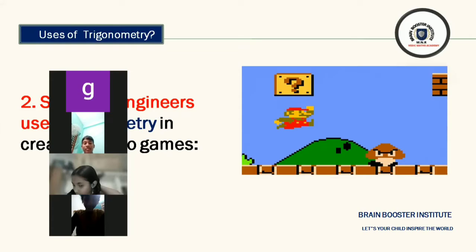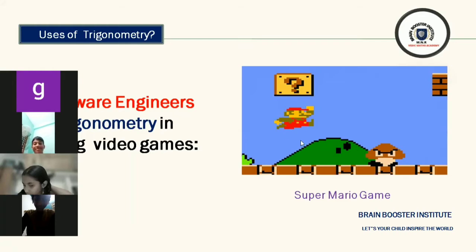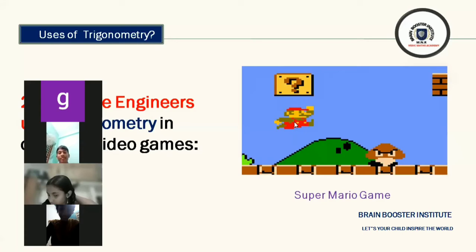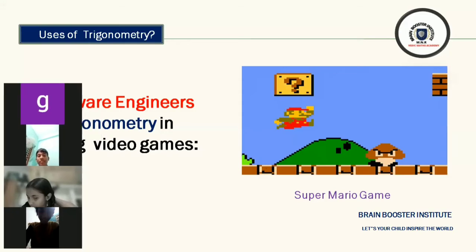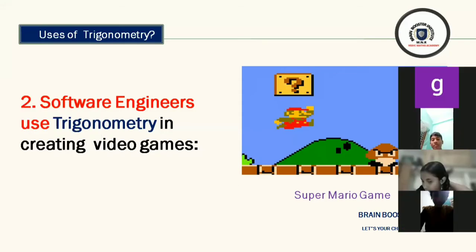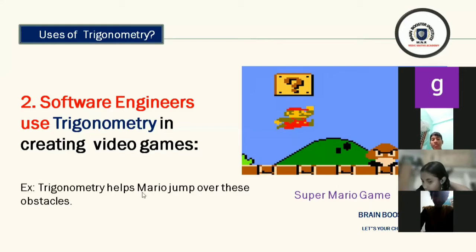So it is the Super Mario game, children. In the Super Mario game, see, this guy is running. Is he running towards a wall here? He jumps over the wall as well as this mountain, children. So what does the software engineer do? They take the help of trigonometry so that Mario can jump over all these obstacles.